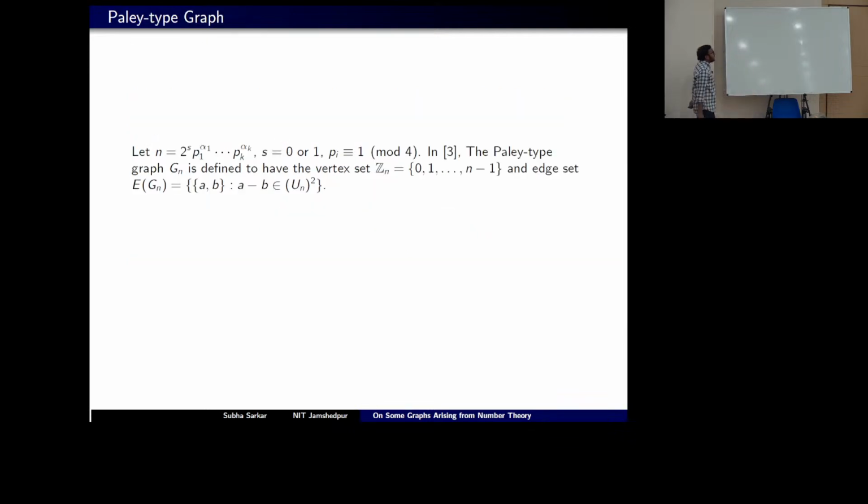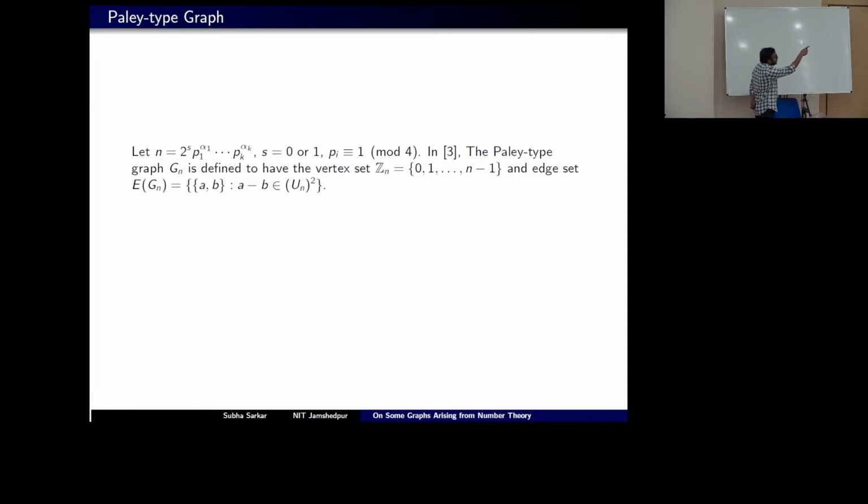And next I would like to give another generalization, which is a Paley type graph. So if I take n to be of this form, 2 to the power s times the product of p_i to the power alpha_i, where s is either 0 or 1, and all the p_i's are of the form 1 mod 4. Then they have defined the edge set like this: between A and B there is an edge if A minus B is not a unit but is a unit square, that is, it is a quadratic residue.